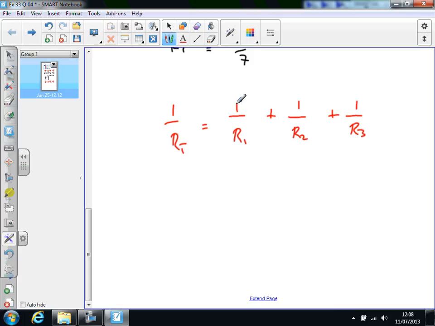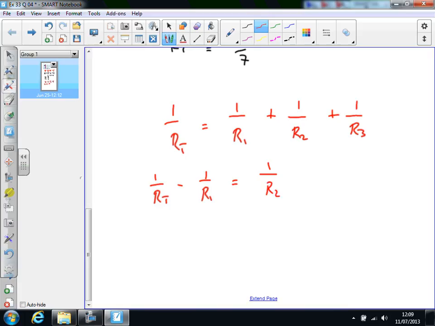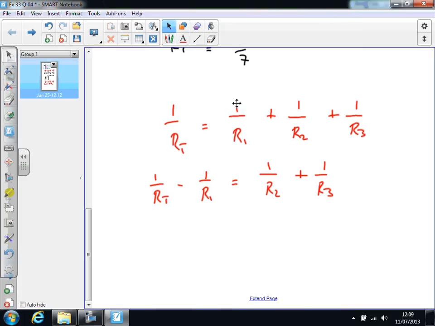So subtracting 1 over R1 from both sides, I get 1 over RT minus 1 over R1 equals 1 over R2 plus 1 over R3. And then I would subtract 1 over R3 from both sides to leave me 1 over R2. That's the sort of procedure you've got to go through to complete this question. So see if you can carry on now and complete the question.